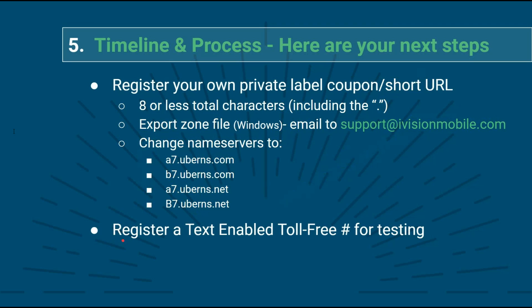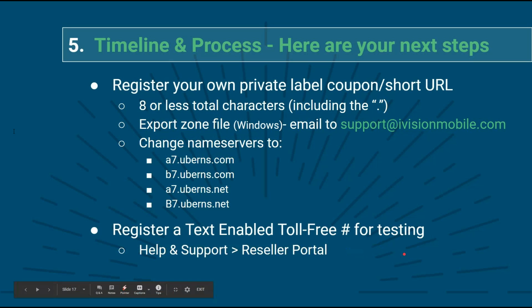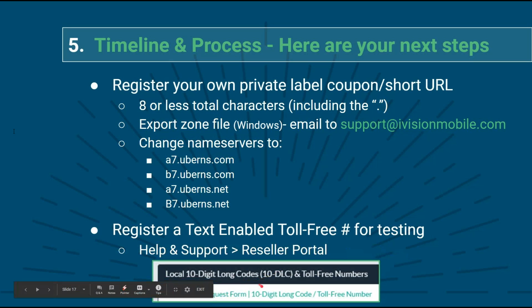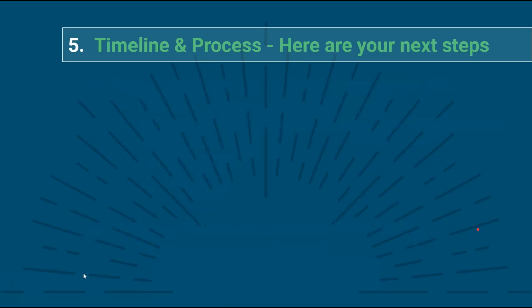The next step is, if you haven't already done so, register a text-enabled toll-free number for testing purposes. Go ahead and send the request. You do that in the reseller portal. You go to the little tab here that says request form for a 10-digit long code or toll-free number, and you submit that request, and we can then plug it into your account, and then you can start doing testing, which we recommend doing as soon as you can if you don't already have a toll-free number.